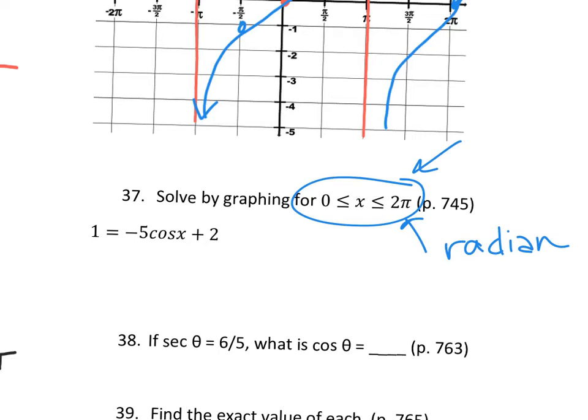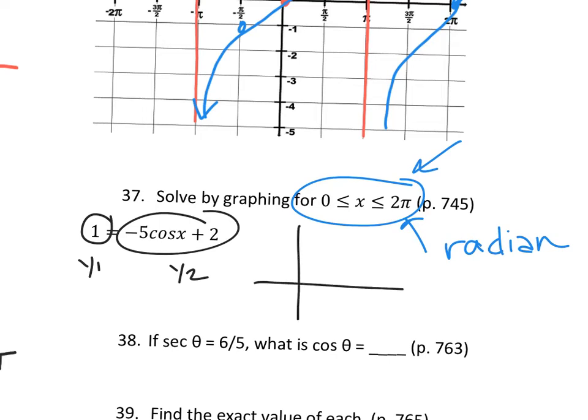And we're going to want to solve this equation, so we're going to put this in our y1 and this in our y2, and you're going to want to see where they cross. So go to your y1 and put 1, and go to your y2 and put -5 cosine x, close the parentheses, plus 2. So you're trying to look for where this function crosses. My graph looks something like this. I have a blue line, and then I have this red curve that's crossing twice.